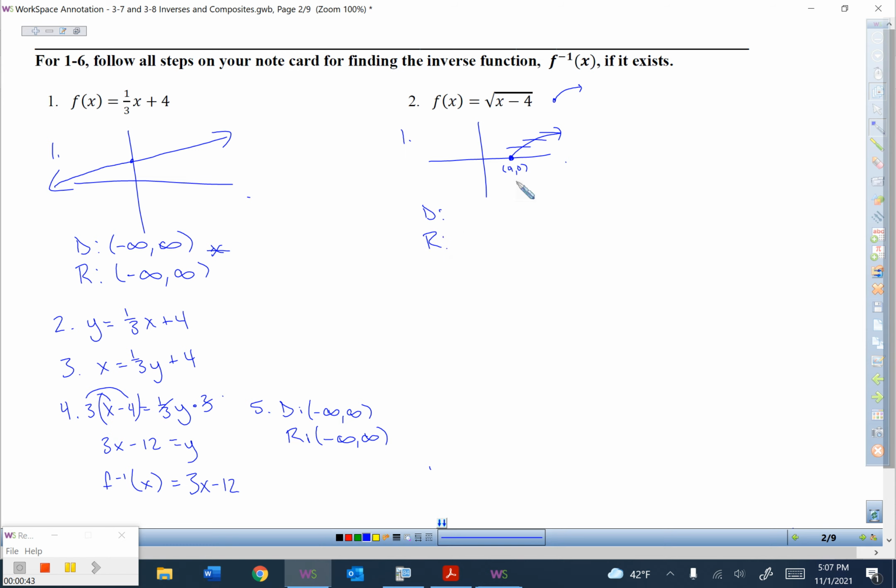With seeing this point, I know that my lowest x value is 4, and that is included on the graph, so I'm going to put a bracket, and then it goes off to the right towards infinity from there.